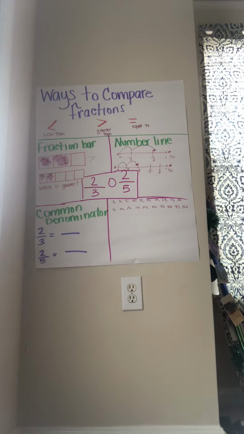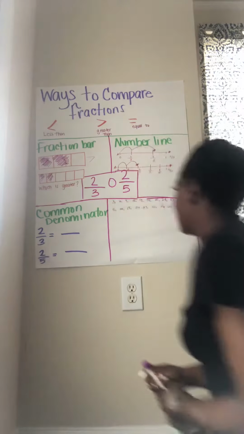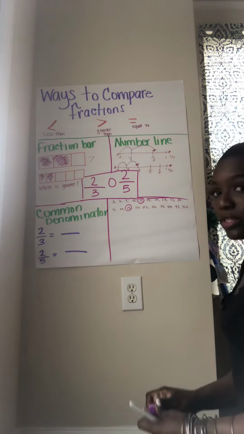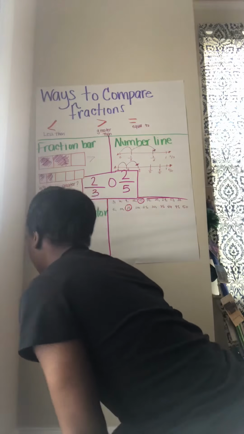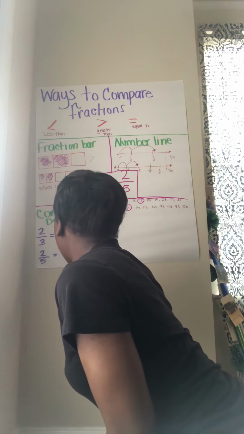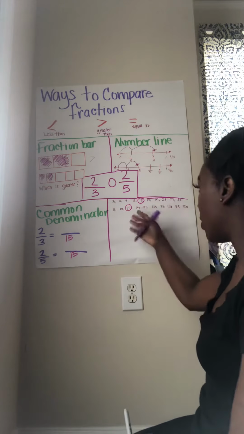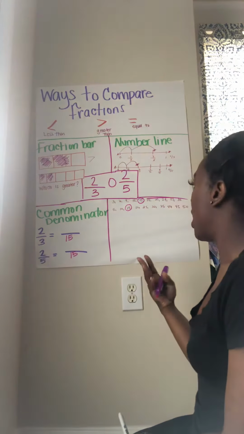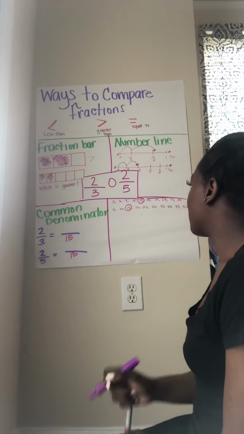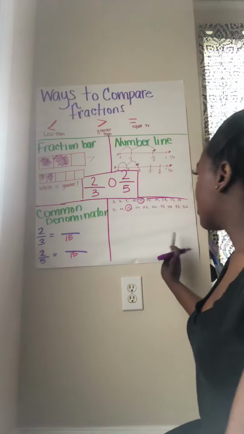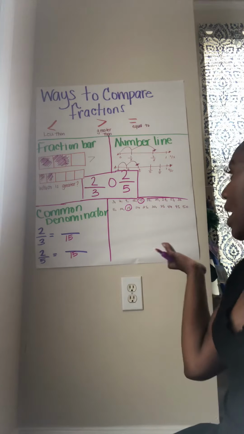Now, as I'm looking at my multiples, I can see that both 3 and 5 have 15 in common. So I'm going to circle 15. So now, that's my new denominator. My new denominator is 15. Why? Because I listed my multiples and I saw that that was the one that they had in common. Yes, it's my greatest common factor. Sometimes even the least common factor works. But in this case, that was my greatest because that was the only one they had in common.